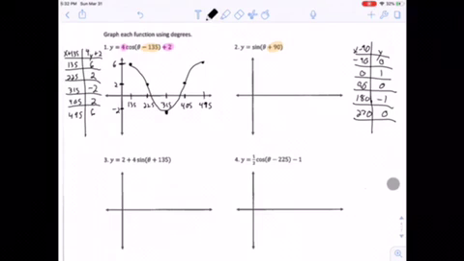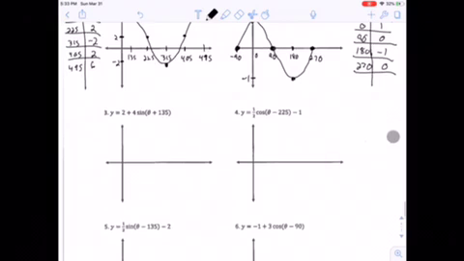So now, let's set it up. We have negative 90 here. We got 0. We got 90. We got 180. And we got 270. And we go from 1 to negative 1. And we start off 0, 1, 0, negative 1, 0. And draw your curve. And we're done. Okay.